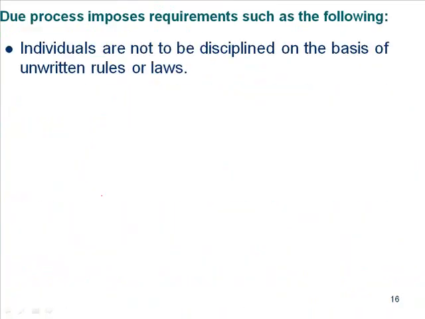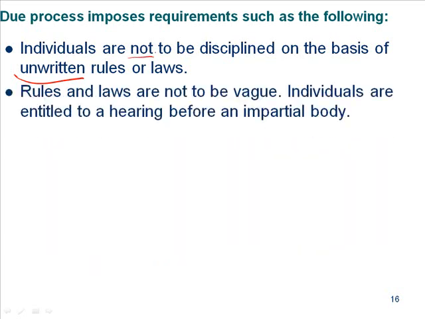Okay, the first such thing is this: individuals are not to be disciplined on the basis of unwritten rules or laws. Why is that? Well, we have a rule about not walking on the grass. Now, I know it's not written any place, but you should know you don't walk on the grass, therefore you're punished. Okay, that's an unwritten rule, and they're not to be disciplined for those things. Better have that in your handbook.